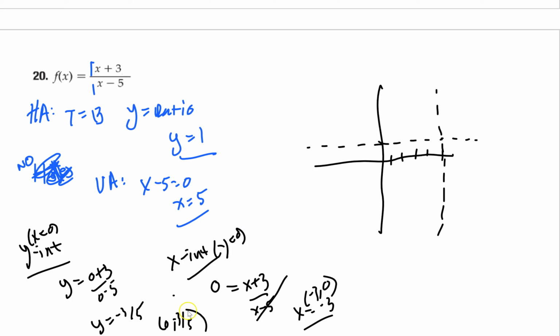Let's use our points. 0, negative 3/5 is right there. Negative 3 and 0 is over here. So I kind of know what this graph looks like, so I'm going to go down here. I'm not sure about this graph.